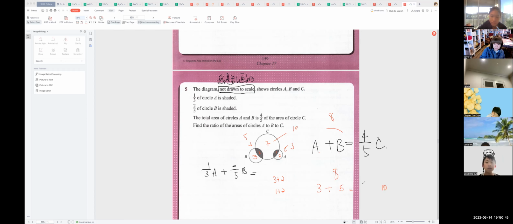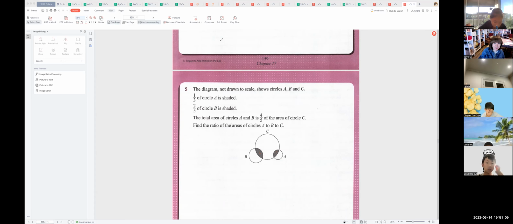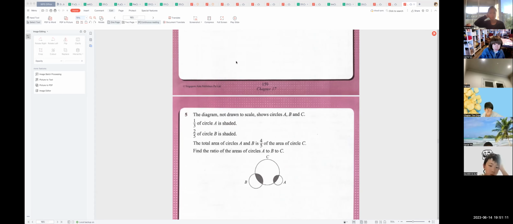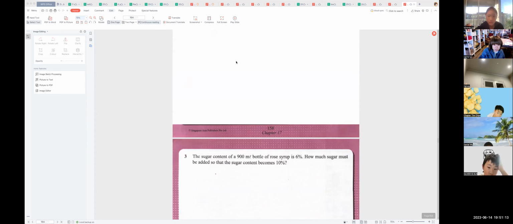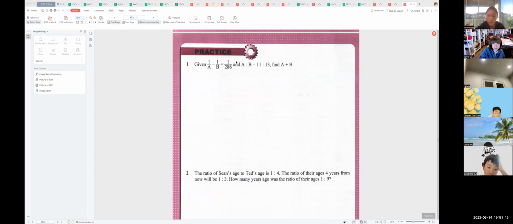So that's why A plus B equals 8. So 8 divided by 4/5 equals 8 times 5/4 equals 10 pieces. So this is 1, this is 2, this is 7. So the ratio of A to B to C is 3 to 5 to 10. And that's it. Okay, just 凑一下答案就可以了. So there's nothing very fancy. So when we see the ratio problem, everybody, you can just try to find out the answer yourself. Okay, so let's take a look at this one.